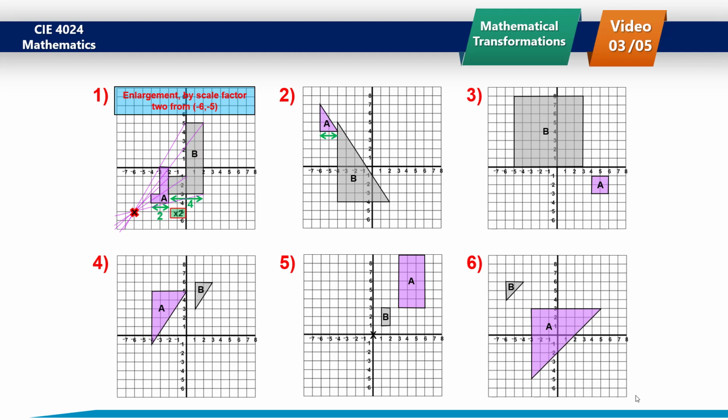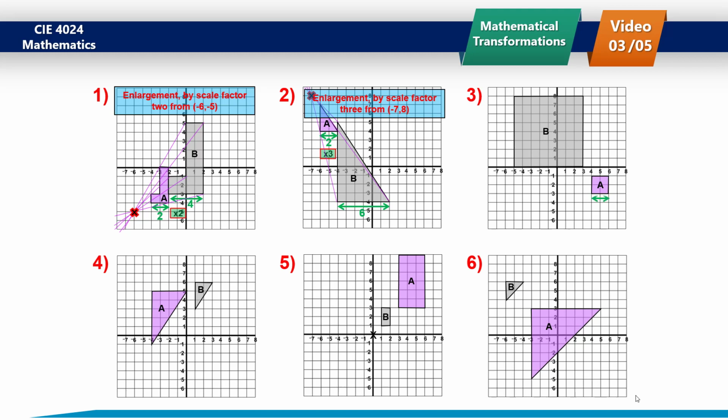Let's take question number 2. So we can see that this length is 2 and this length is 6. So that means the scale factor is 3. Means if you multiply 2 by 3, you will get 6. So multiply by 3, 3 is the scale factor. Now we will join the corresponding vertices to find out the center of enlargement. So joining the corresponding vertices, the 3 lines are intersecting at 8 and -7. So that point is the center of enlargement. So the transformation is enlargement by scale factor 3 from -7 and 8.